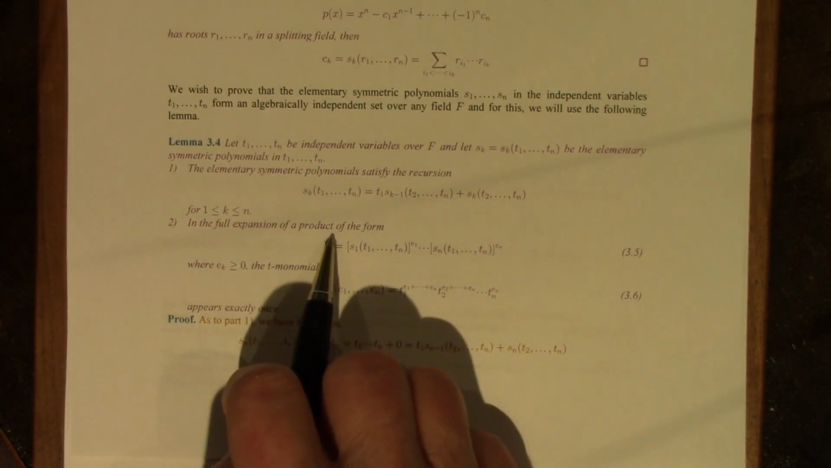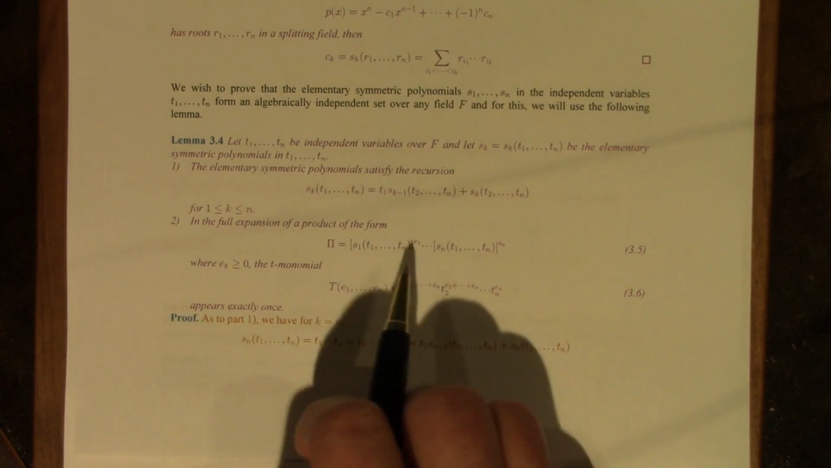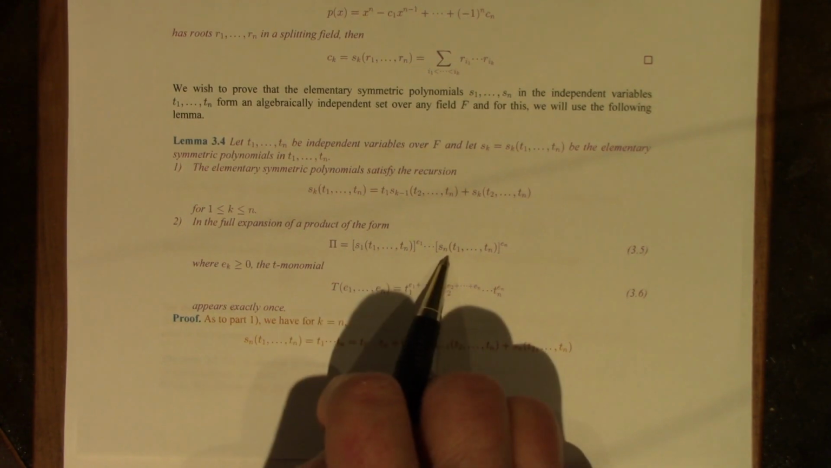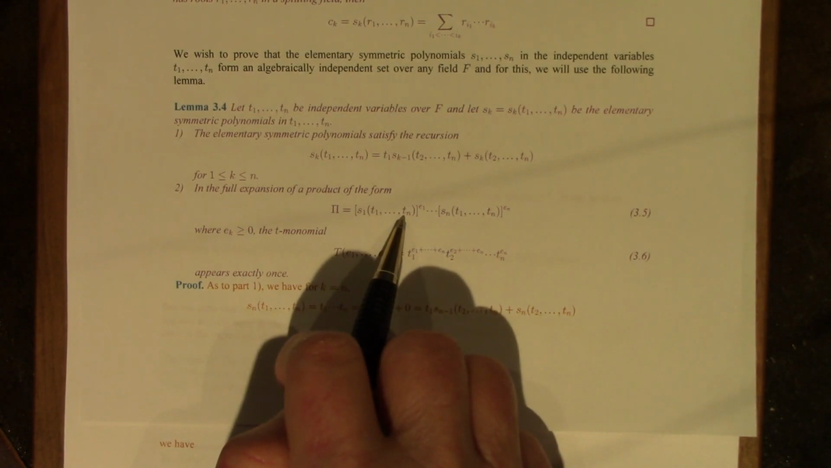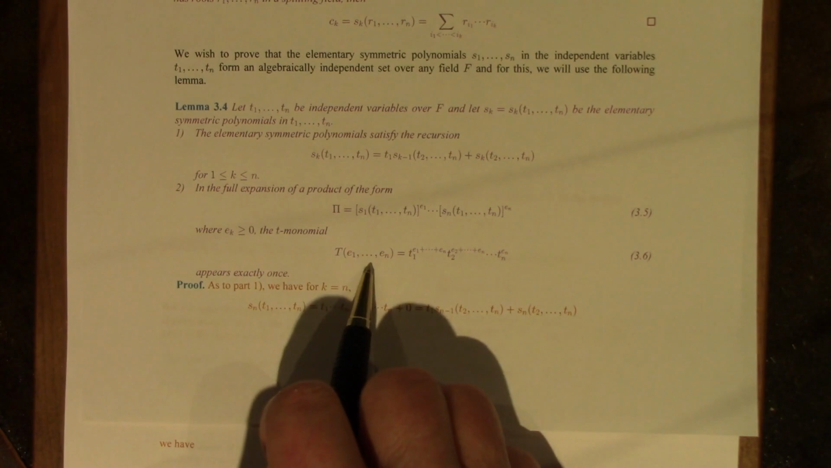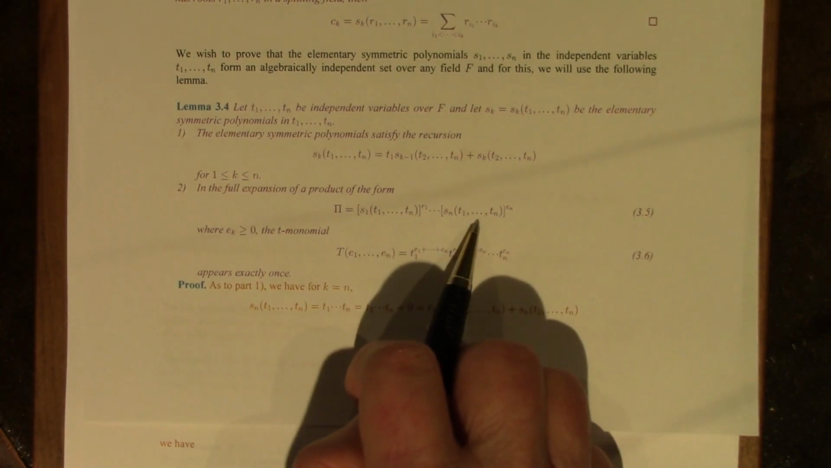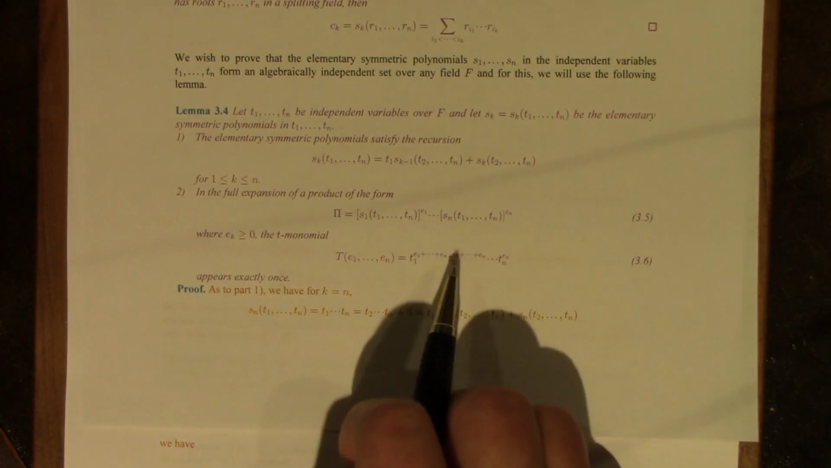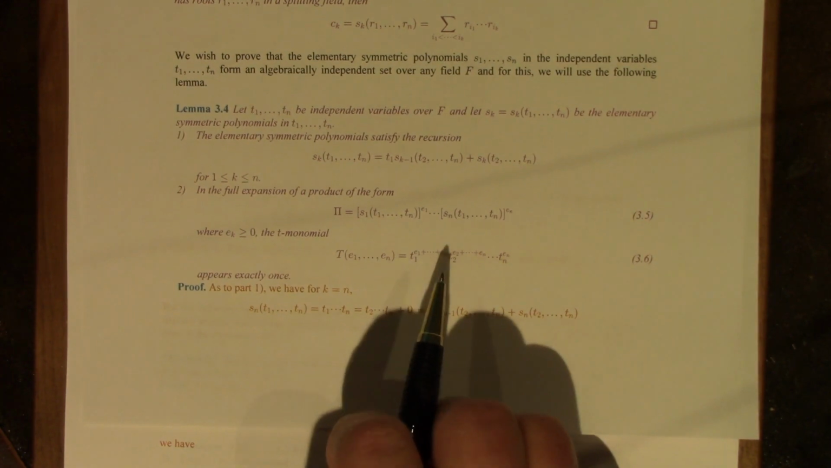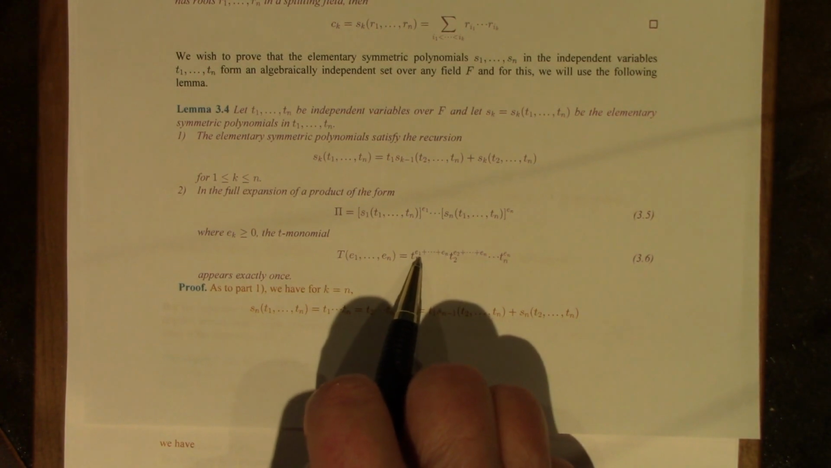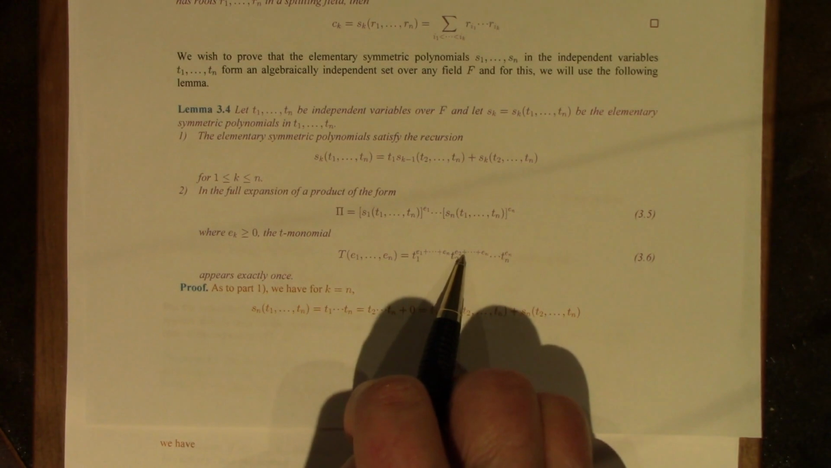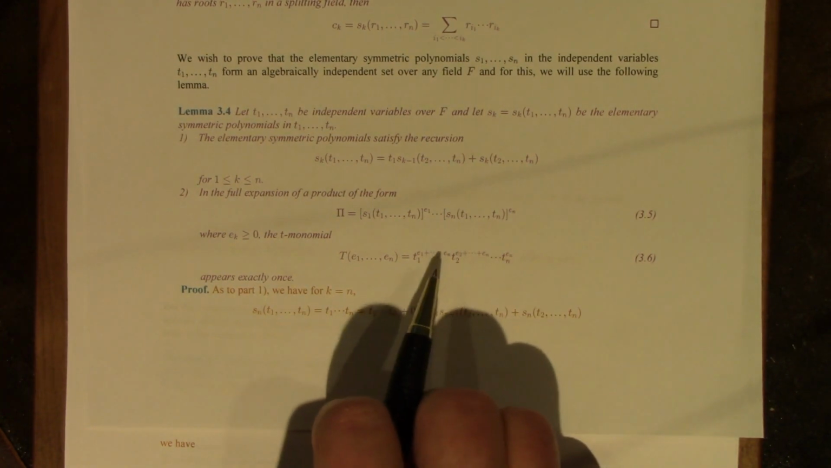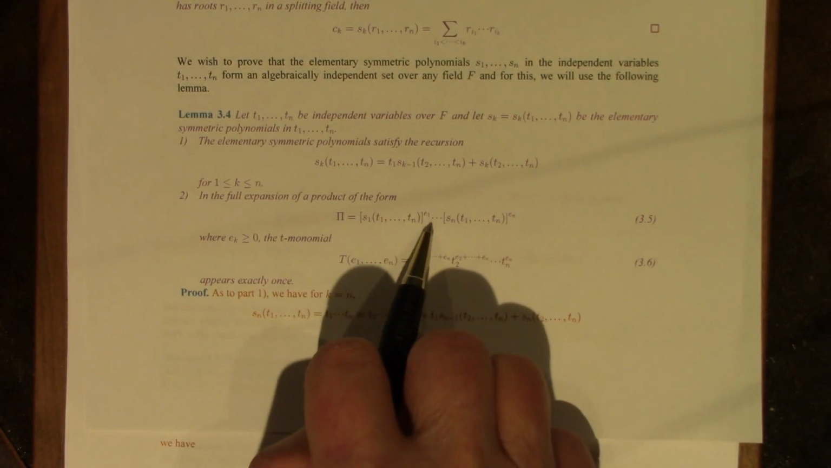Part 2 of the lemma: in the full expansion of a product of this form, so this is a monomial in S1 through Sn, a product of powers of S1 through Sn. When we expand this, it's going to be a sum of monomials in the variables T1 through Tn. This particular monomial is T1 to the power equal to the sum of all the exponents, T2 to the power equal to the sum of the exponents E2 through En, and so on, till we get to Tn to the En. This monomial appears exactly once in the expansion of this product.